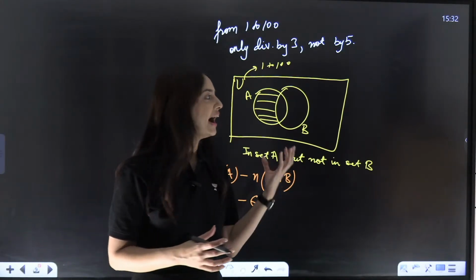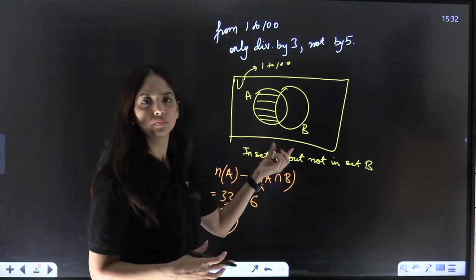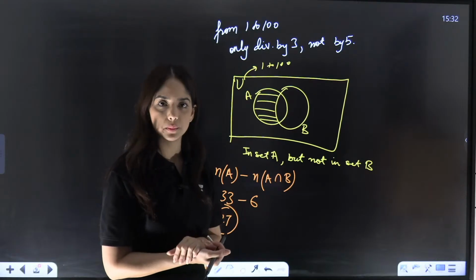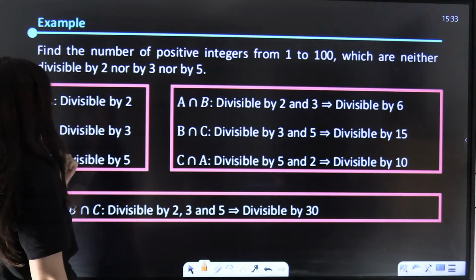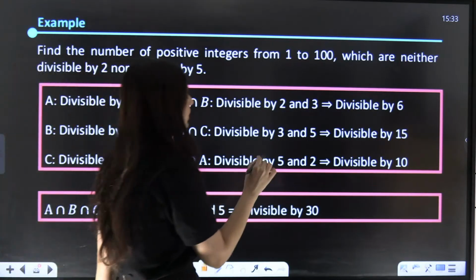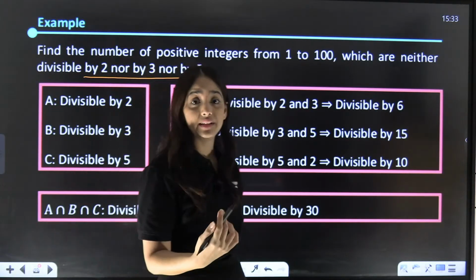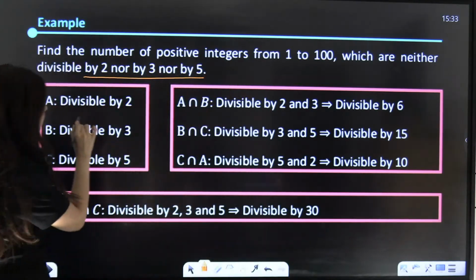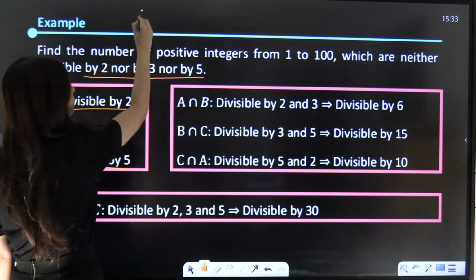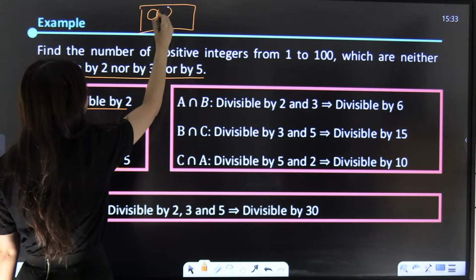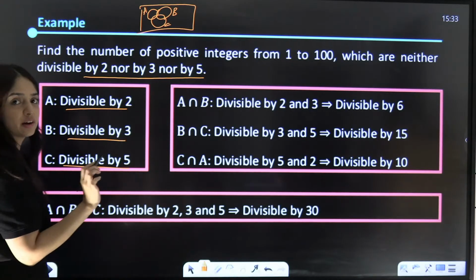As soon as you have your sets, you know which sets to assume and what is the common area, then you just have to follow the inclusion exclusion principle. Now let's say we want the number of positive integers from 1 to 100 which are neither divisible by 2 nor by 3 nor by 5. That means we have 3 sets: A that are divisible by 2, B that are divisible by 3 and C that are divisible by 5. Something like this. U is again 1 to 100.